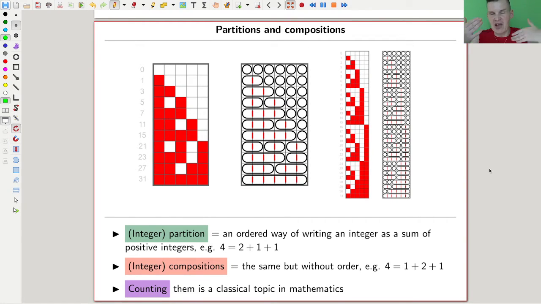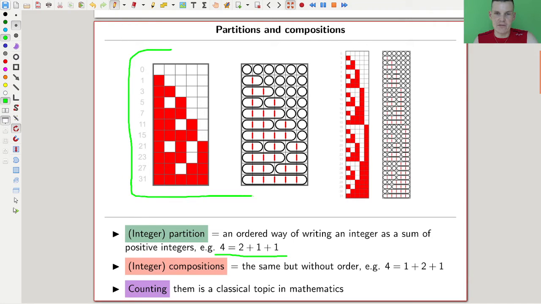So an integer partition, I will always drop the integer. A partition, an additive partition if you want, is just an ordered way of writing some number as a sum of numbers. 4 equals 2 plus 1 plus 1. Here are all integer partitions of 6. So 1, 1, 1, 1, 1, 1 is the first one. 2, 1, 1, 1, 1, and so on.